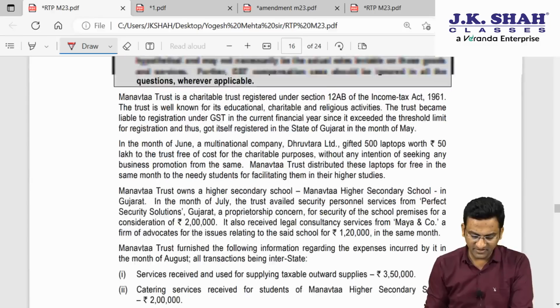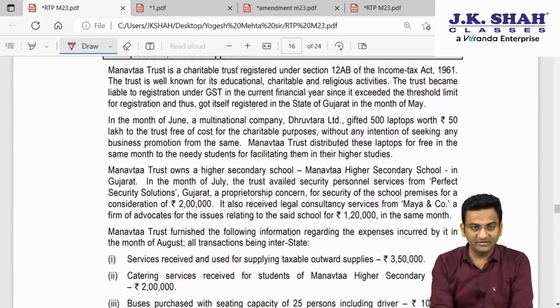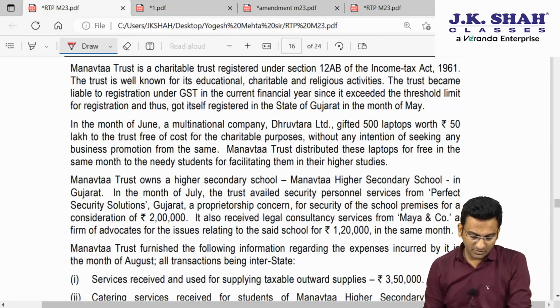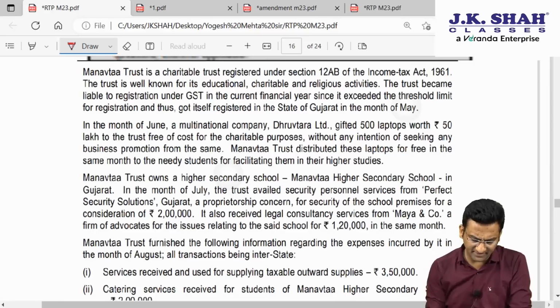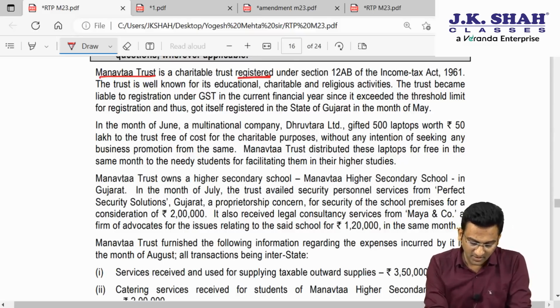5, friends, which is a case study based MCQ. Correct, friends? So let's read this question, friends. The MCQ based question: Manavta Trust is a charitable trust registered under section 12AB of the Income Tax Act. So this is Manavta Trust and it is registered under 12AB of the Income Tax Act. The trust is well known for its educational, charitable and religious activity. So they are indulged in providing educational, charitable and religious services.